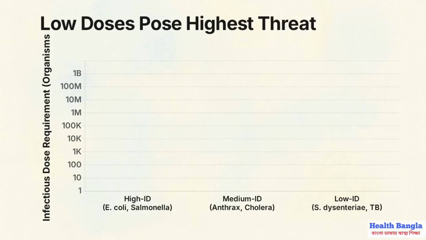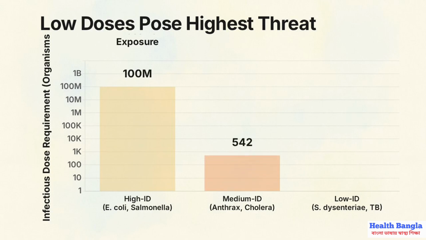This scale shows that pathogens do not pose a uniform threat. The logarithmic variance in ID requirements dictates the necessary level of containment. High ID pathogens, such as Escherichia coli and Salmonella, require a massive exposure, between 1 million and 100 million individual organisms to establish an infection. Step down to medium ID threats, and pathogens like Vibrio cholerae or the spores of Bacillus anthracis require only tens of thousands of organisms to compromise a host.